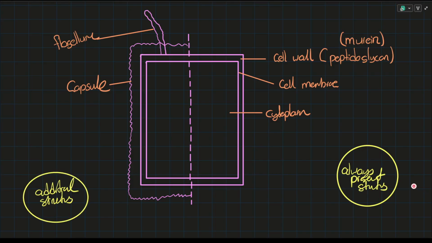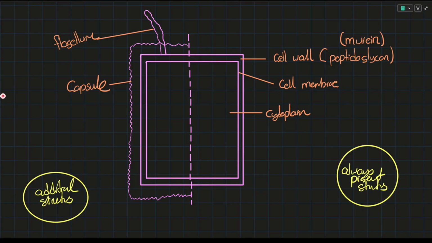So for example, do all bacteria possess a cell membrane? Yes, they do. Do all bacteria have a capsule? No, they don't. Some might not. But they surely, all of them have a peptidoglycan cell wall, a cell membrane, a cytoplasm, but not all of them have a capsule or a flagellum by any chance.